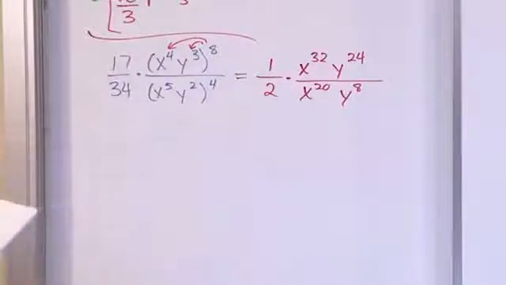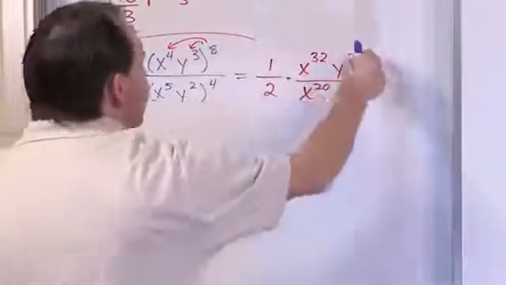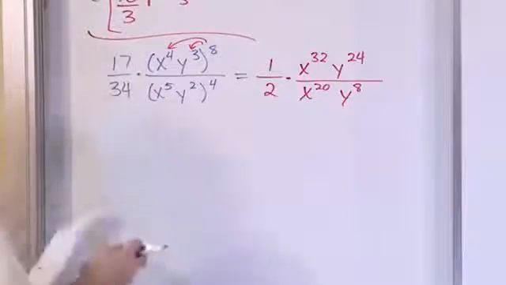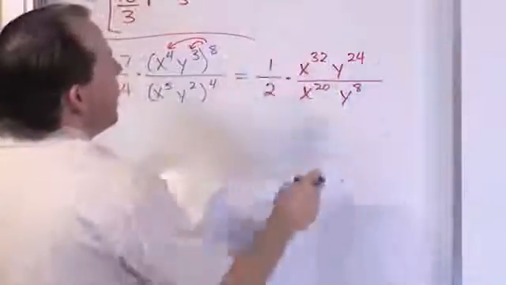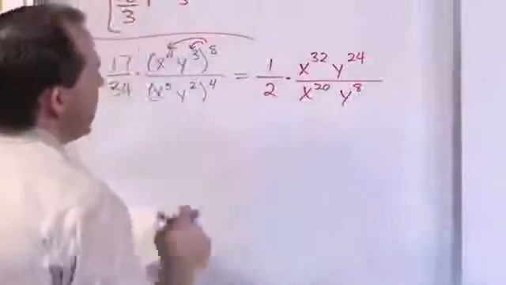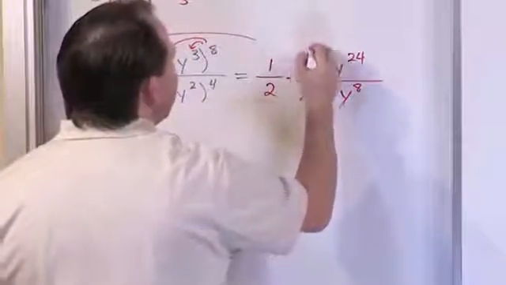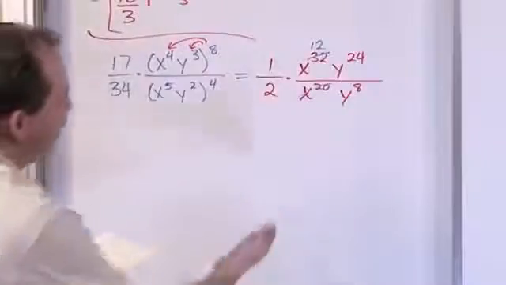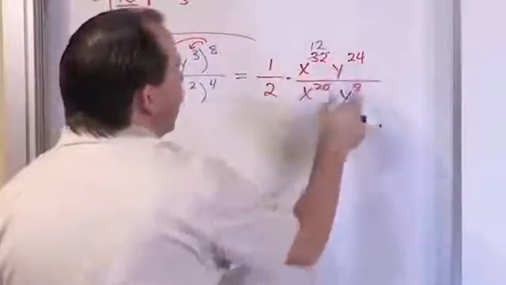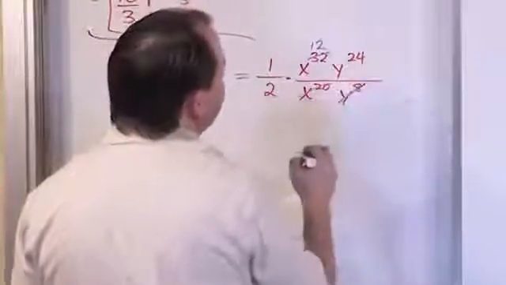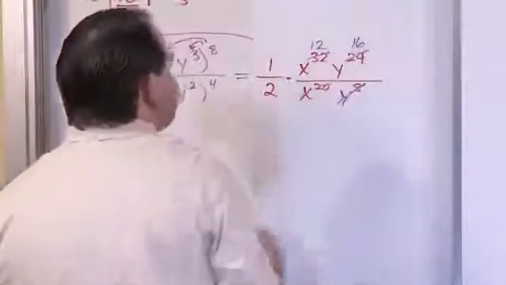So we've got everything in the form that we want, and now we start looking. You can do subtraction, 32 minus 20, 24 minus 8, that's fine. But I really would like you to get in the habit of thinking about it. I have 32 x's up here multiplied together, and I have 20 x's multiplied on the bottom. So I know that all 20 of these x's can actually cancel with some of these, and I'm going to have 12 left. So basically you're just doing the subtraction here. Here I have 24 y's, and I have 8 y's on the bottom, so I know all 8 of them are going to cancel out, and I'm going to have 16 left over.